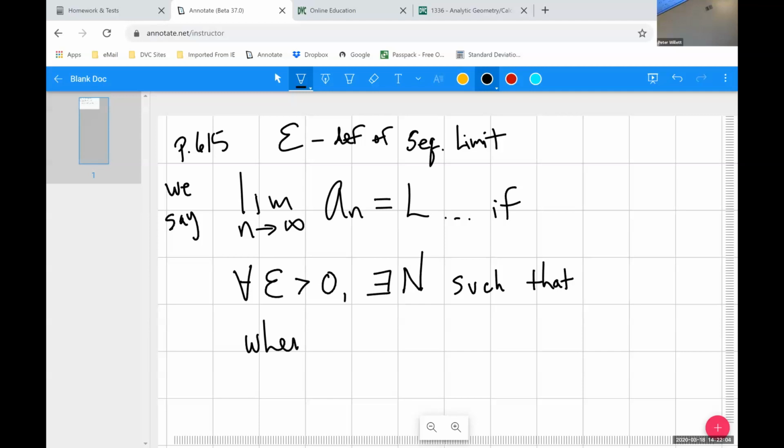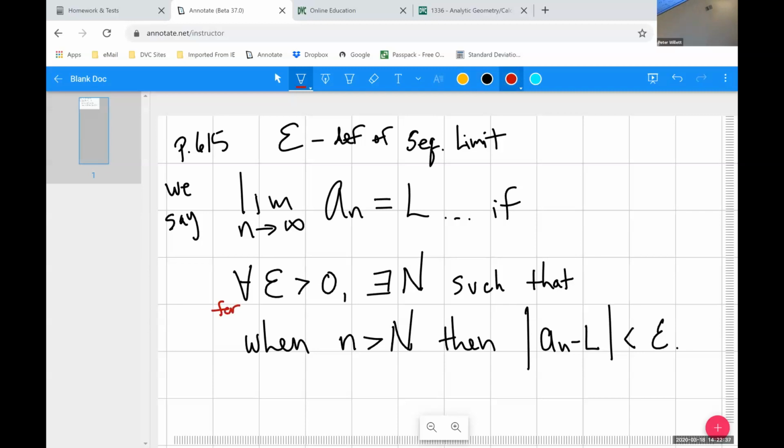when little n is bigger than the big N that I found, when that happens, then a sub n is very close to L, which we write as saying that the absolute value of their difference is less than that teeny little number epsilon that we looked at. So there's the symbolic definition. Again, this means for all or for any, and this means there exists.